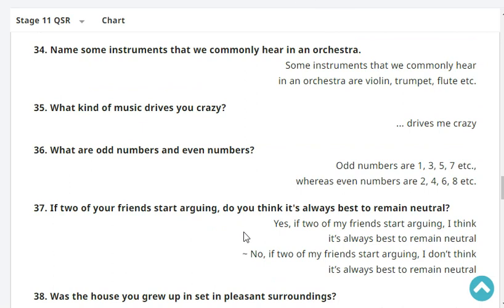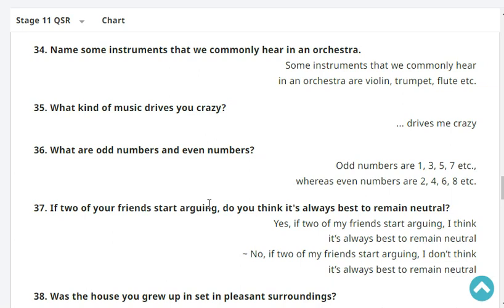What are odd numbers and even numbers? Odd numbers are 1, 3, 5, 7, etc. Whereas even numbers are 2, 4, 6, 8, etc. Very good.